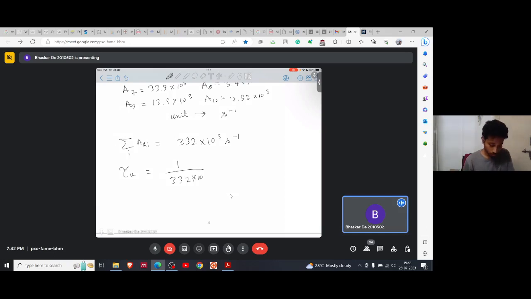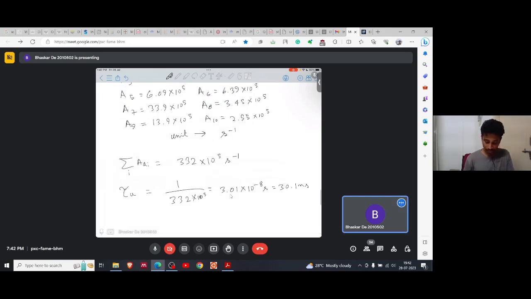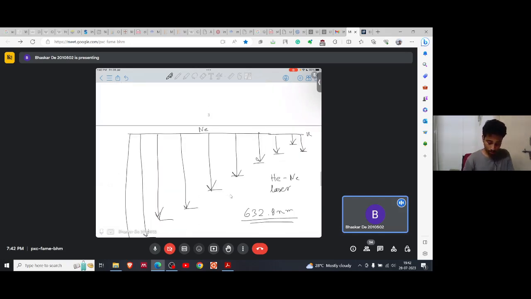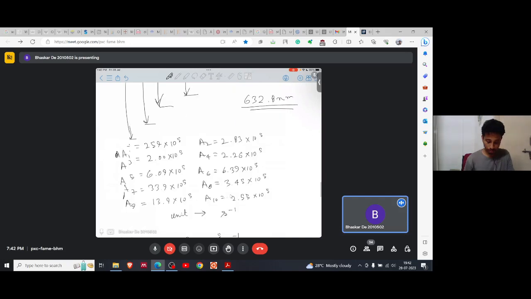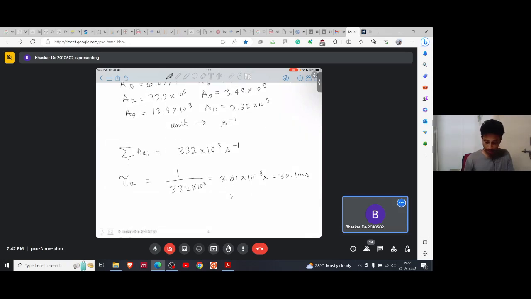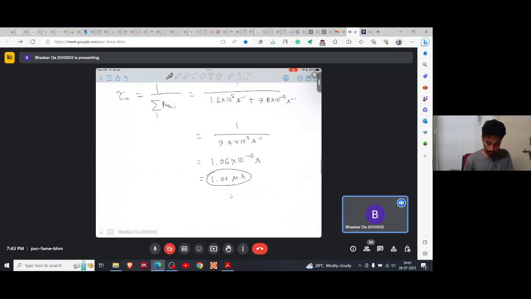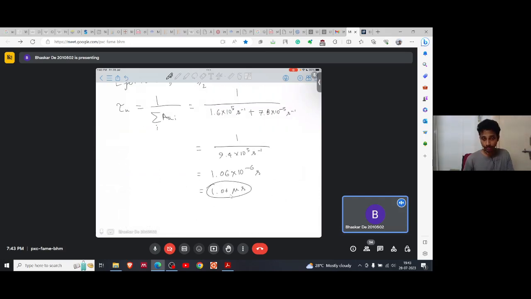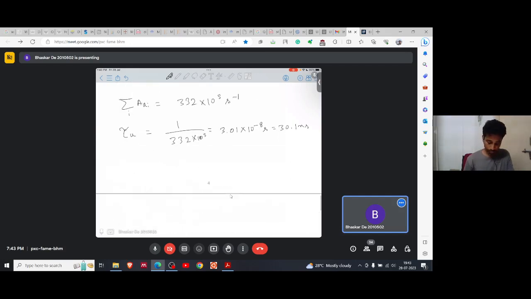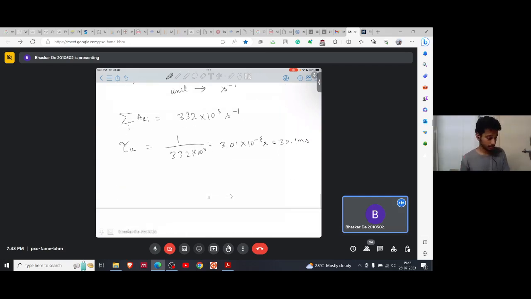Okay, so 332 into 10 to the power 5, this will give 3.01 into 10 to the power minus 8 second, that is going to give 30.1 nanosecond. So basically in 30.1 nanosecond the population at this upper level will be 1 by e times its original value, so it will decay in 30.1 nanosecond. So it is going to decay in tens of nanosecond order, but for the first case it is going to decay in microsecond order. So basically this decay is faster.